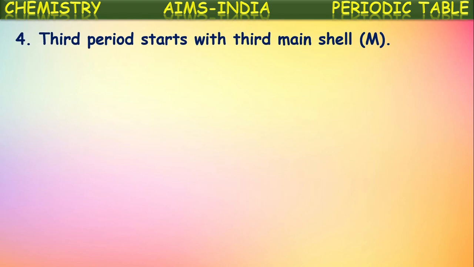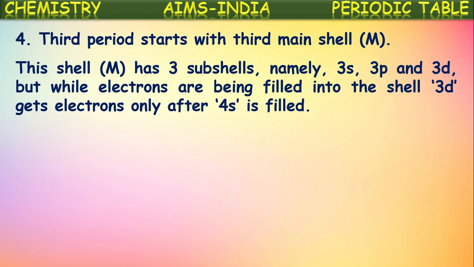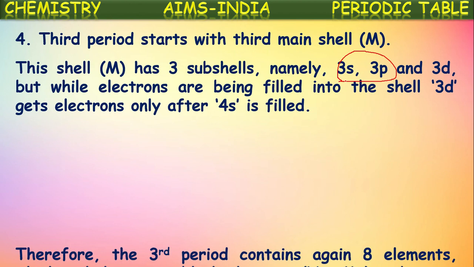Next, the third period. The third period starts with the third main shell, that is the M shell. This M shell has three subshells, namely 3s, 3p, and 3d. But while electrons are being filled, the 3d subshell gets electrons only after filling the 4s subshell. That's why only the first two subshells are filled with electrons. Just like 2s and 2p, here also 8 types of configurations are possible. So 8 elements exist in the third period also.